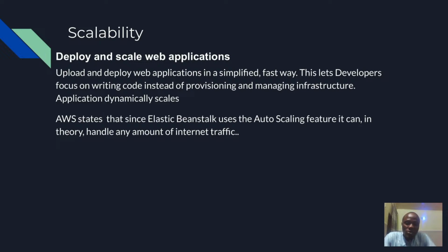So the application dynamically scales, and AWS states that since Elastic Beanstalk uses auto-scaling feature, it can, in theory, handle any amount of internet traffic. That is, it can scale as much as the demand. It can scale depending on the demand.